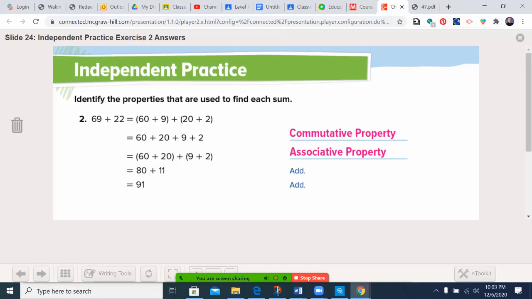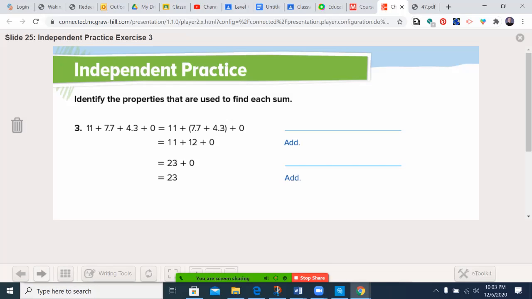We took 69 plus 22, which was 60 plus 9 and 20 plus 2. Put my 10s together and I get 80 over here. 9 and 2 is 11. 80 and 11 is 91. So when I change the order, that's commutative. When I group those, that's associative. Notice again, we're using place value and expanded form. And that's something you probably do on the regular. You just don't always write down the property, or maybe you didn't know the property name, but now you do.